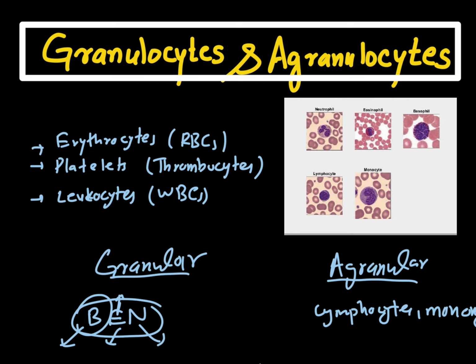So in summary, the presence of granulocytes and agranulocytes allows our immune system to respond in multiple ways: a rapid, immediate defense response that will be shown by granulocytes, and a slower but highly specific and targeted response that will be shown by our agranulocytes. So that's the main concept here, why we need two types of leukocytes in our body.